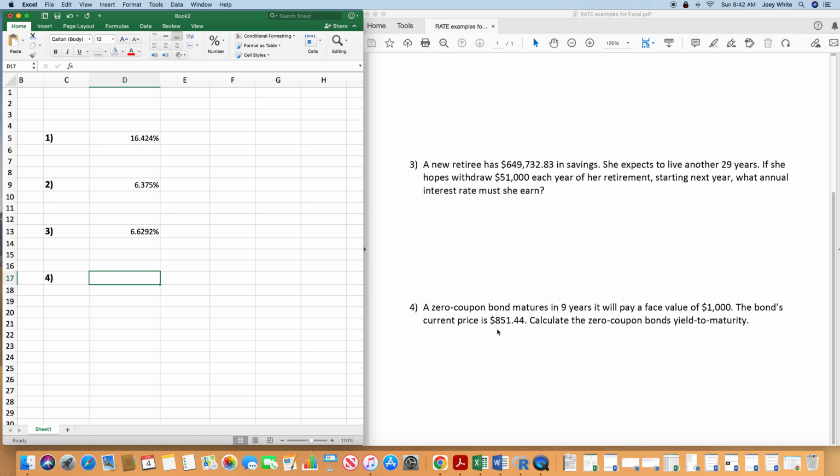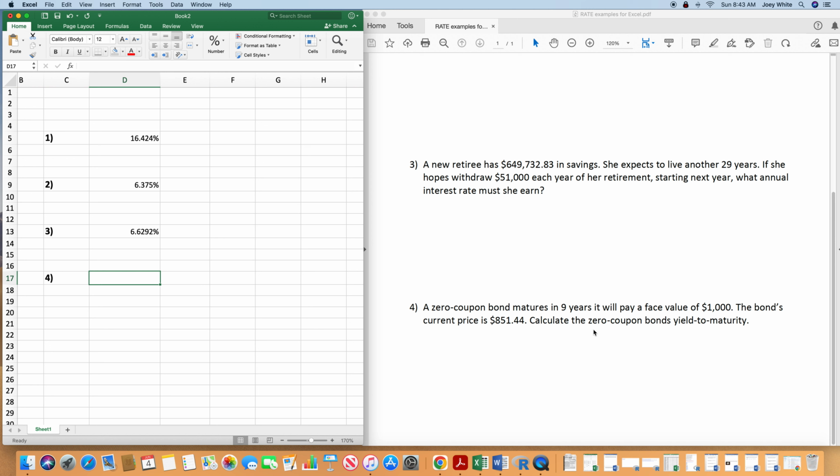But basically, the current price of this bond is $851.44, right? And I want you to calculate the zero coupon bond's yield to maturity. So basically, the implied interest rate that's earned each year, right? So you're going to buy this bond today for $851.44, and then in 9 years, you will receive from the government $1,000, right? And so we want to know what your effective interest rate that you're earning is.